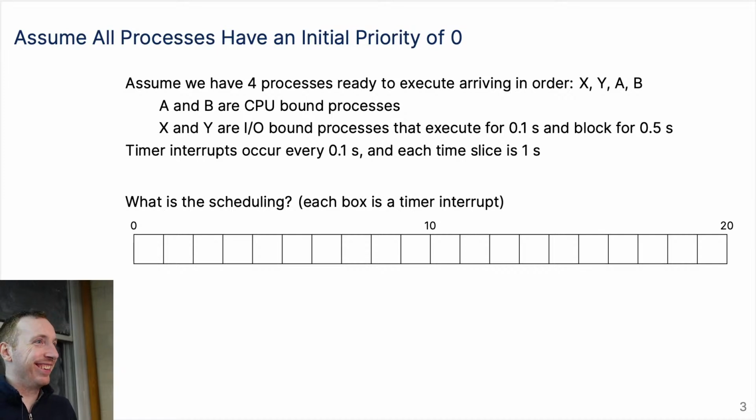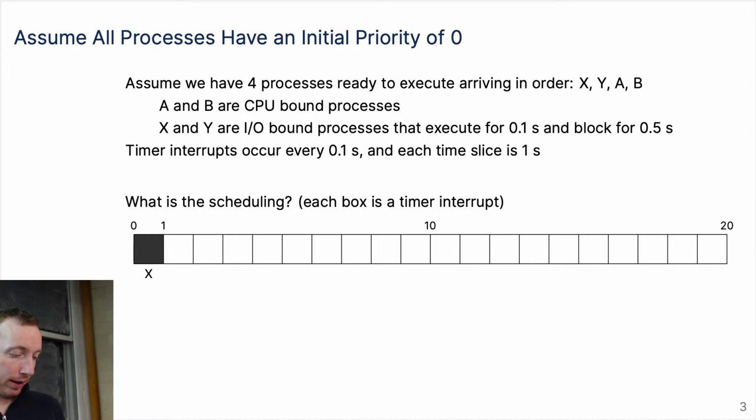Anyone in class? X, right? It's the first one that arrived. They all have the same priority number, so you just do arrival order. Yeah, we got X in chat. We got 2 X's, lots of X's. So we'd schedule X first.